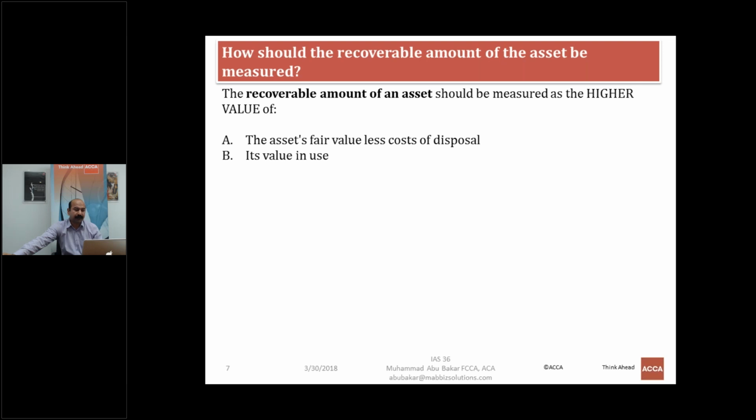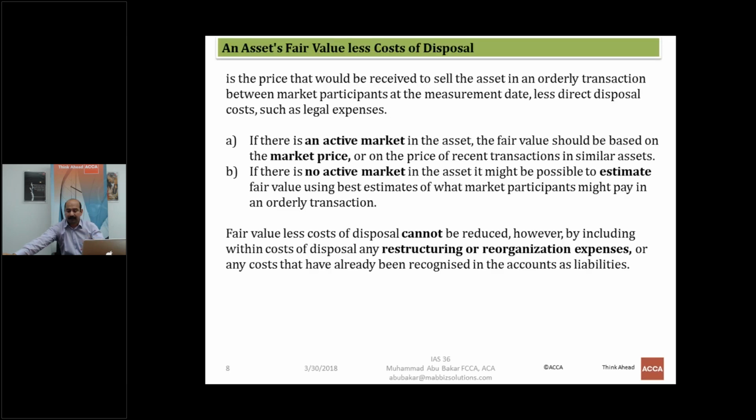Okay, the next question is, how should the recoverable amount of the asset be measured? The recoverable amount of an asset should be measured as the higher value of the asset's fair value less cost of disposal and its value in use. An asset's fair value less cost of disposal: this is the price that would be received to sell the asset in an orderly transaction between market participants at the measurement date, less direct disposal costs such as legal expenses.